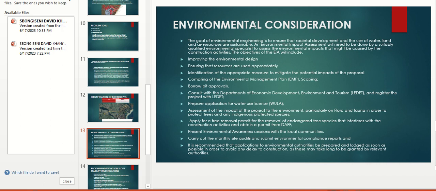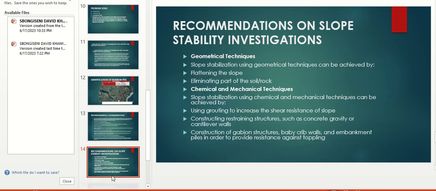Now we're going to look at the environmental consideration, which plays the most important role in terms of analyzing or doing the investigation of the site. What we have discovered is that we need to improve the environmental design, ensuring that the resources are used appropriately, identification of the appropriate measures to mitigate the potential impacts of the proposal, borrow pit approvals.